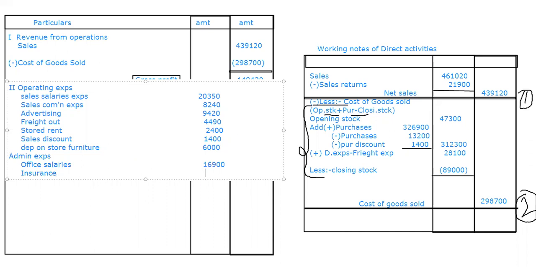Insurance, 1,200. Then rent, 2,400. Then after rent, depreciation on office equipment, which is 4,000. Then that's it, no? So now please add and tell me how much the total expenditures are.